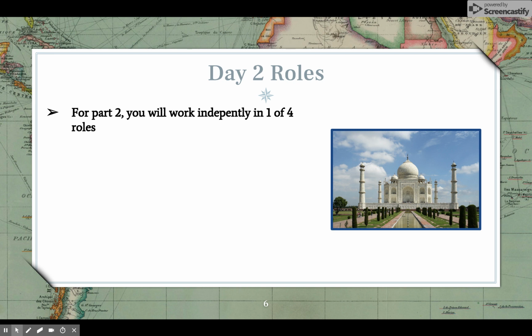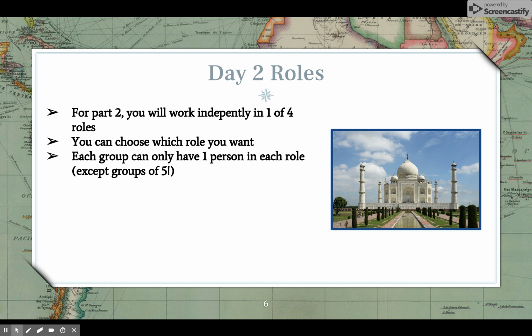You're going to be working in one of four different roles. So you're going to get to choose which role you want of the four options that I give you. But each group should only have one person in each role. So there are four roles. So that means in groups of four, you'll have one person doing each thing. Groups of three, you can choose which one you don't want. You don't have to do all four. And the one exception, guys, there are a few groups of five. If you're in a group of five and all five of you are here, then somebody can double up. You'll have two of one of the roles. But for the most part, they're all going to work independently.